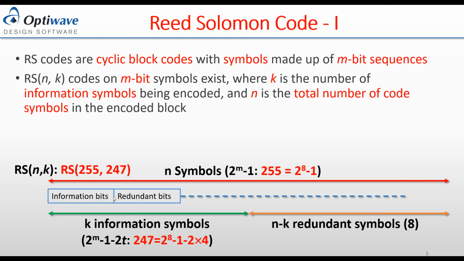Now, if you look at the pictograph here, basically you have information bits, which are generated by your source, and then you add the redundant bits to create a coded symbol. And of these symbols, we have 255 of them. Now, you have K information symbols again, and then N minus K redundant symbols, which in our situation is 8 redundant symbols.